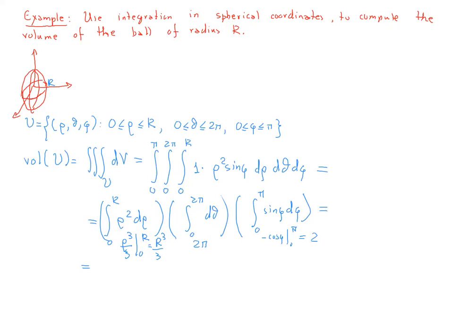Put them all together, and you will have r cubed over 3 times 2 pi times 2, which is 4 pi r cubed over 3. That's precisely the result that we found by using integration in cylindrical coordinates. And of course, that's the well-known formula for the volume of the ball. And that's it.